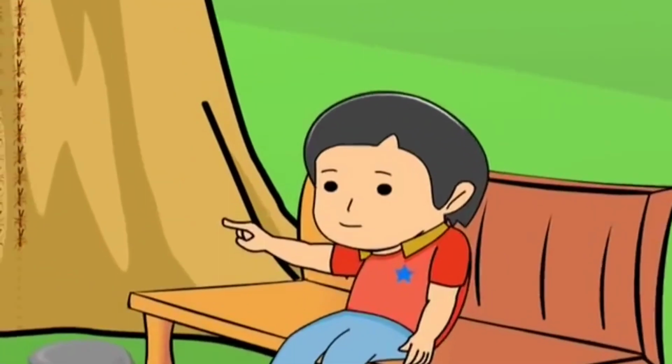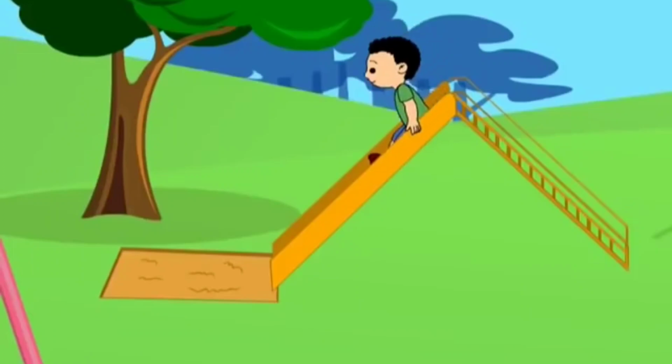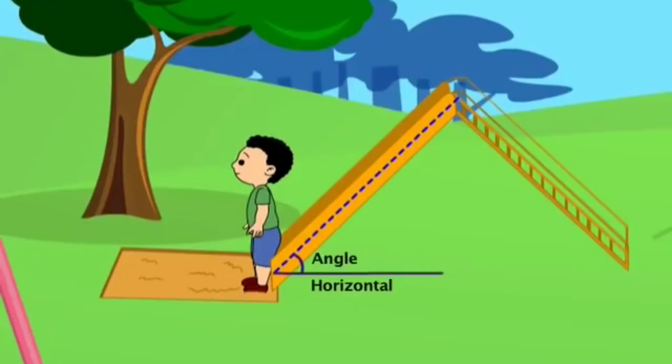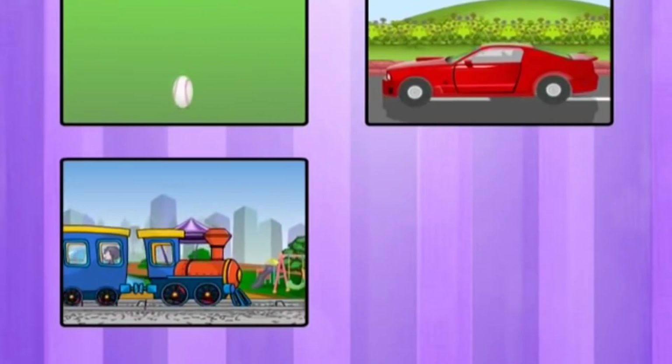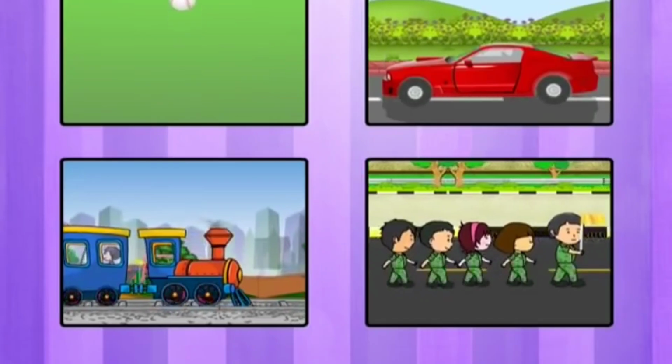For example, these ants are marching in a straight line. Do you see this child sliding down? He is moving in a straight line. The straight line path here is inclined to the horizontal at an angle. Let's see more examples. A ball moving up and down in the air. Cars on a road. The toy train on a track. Soldiers marching. They all are straight line motions.